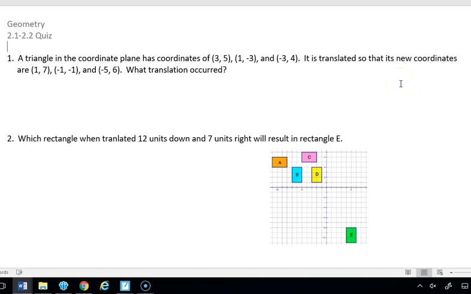So in this video, I'm going to go over the two quizzes from this unit. First one is the 2122 quiz. We're going to start with number 1.